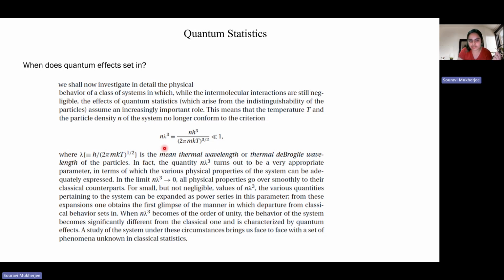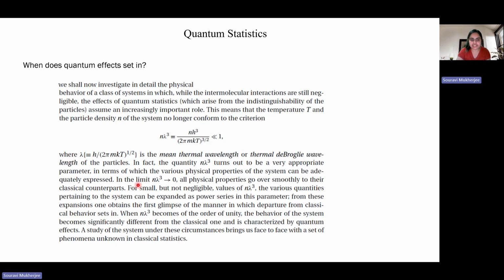Okay, so when this condition does not hold, when your system no longer conforms to this criteria, then we are actually going towards the quantum regime. Here lambda is called the mean thermal wavelength, or thermal de Broglie wavelength, of the particle. N lambda cube turns out to be a very appropriate parameter in terms of which the various physical properties of the system can be adequately expressed.